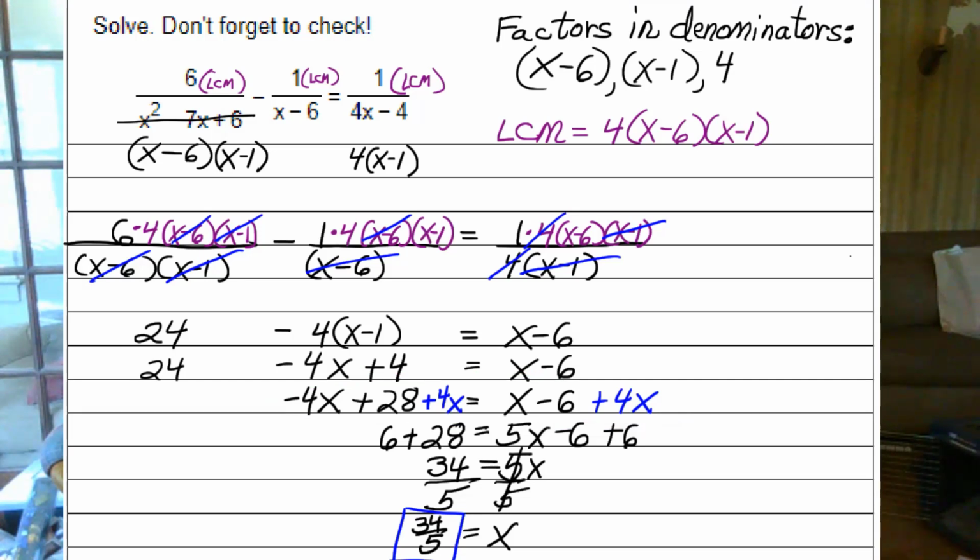Then I move my minus 6 over to the other side, so it'll be with the other number. And so I'll have negative 6 plus 6 equals 28 plus 6. I've got 34 equals 5x. I divide by 5, and my answer is x equals 34 over 5. Piece of cake when you have an LCM.